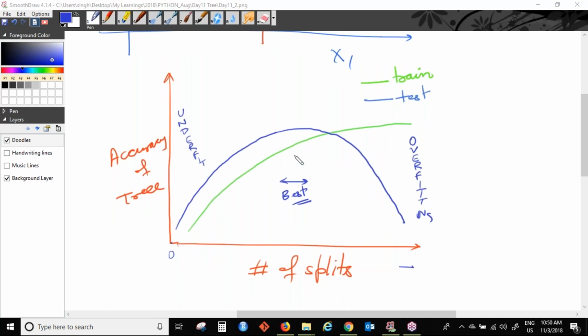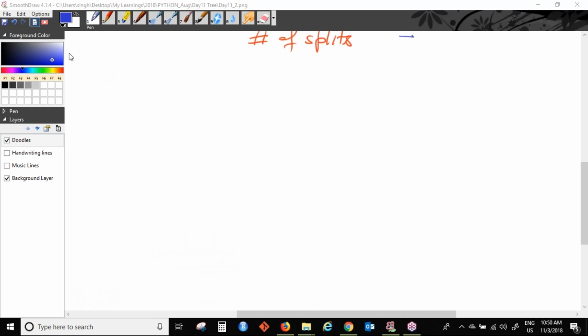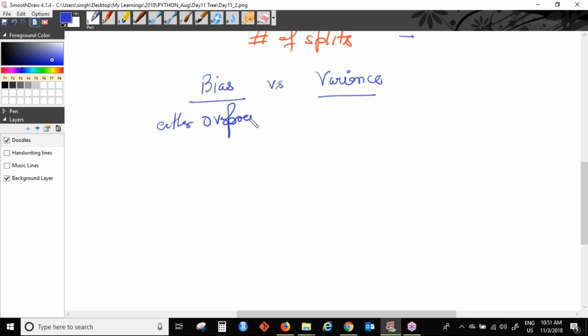Okay, so we have seen what is overfitting and what is underfitting. Now, similar to overfitting and underfitting is another concept, bias versus variance. Bias is when you either over predict or under predict.